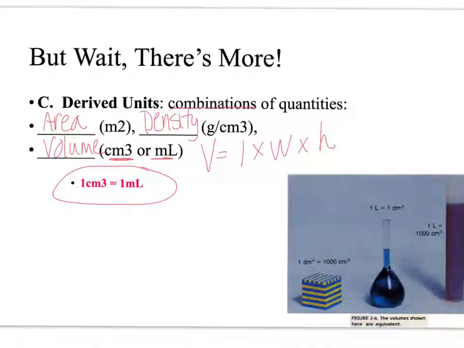A centimeter cubed is equal to 1 milliliter. They are equivalent. Sometimes we also call that a cc in the medicine world. If you get a shot and it's 2 cc's, that stands for cubic centimeters, so that's where that cc comes from.